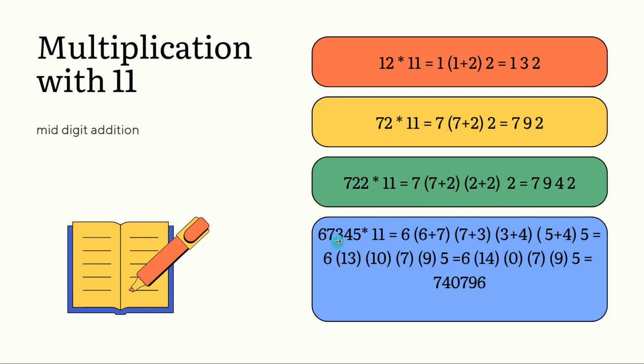Now we have taken an even bigger number, 67345 into 11. So we know that first we are going to write 6 and 5, right? These two digits would be consistent, and we're going to write that. Then we have to do the permutation combination, 6 plus 7, then 7 plus 3, then 3 plus 4, and then 4 plus 5, right? So these are the numbers, right? Now out of this, 6, 13, 10, 7, 9, 5.